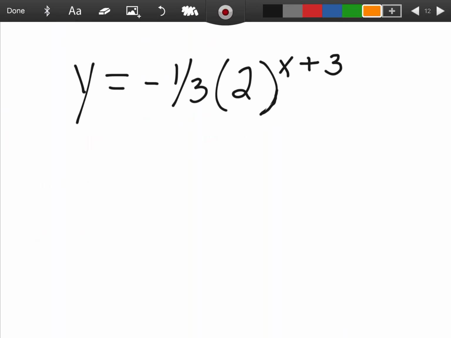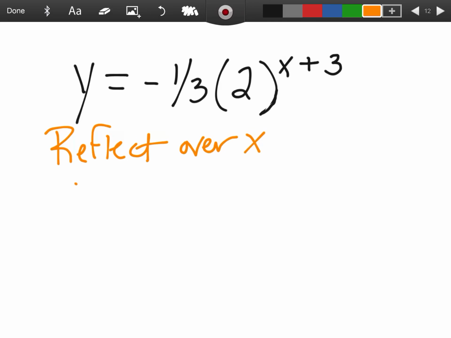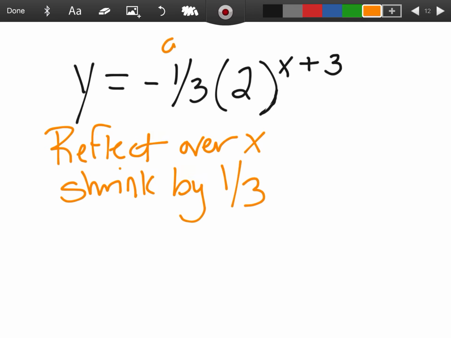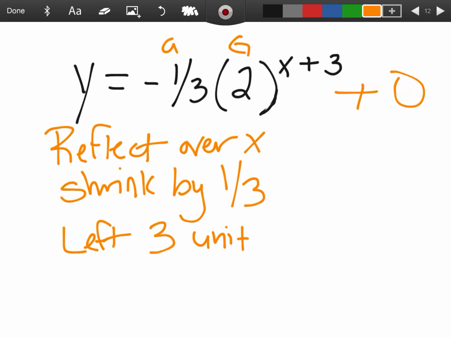Do a few more. Look at this one. Reflect over the x-axis because of the negative. We got a shrink by 1/3. So that was A. And then this is going to be growth. We don't need to write that. And then we are shifting left 3 units. Notice there's no K this time. It's really a plus 0, but that doesn't do anything to our graph.